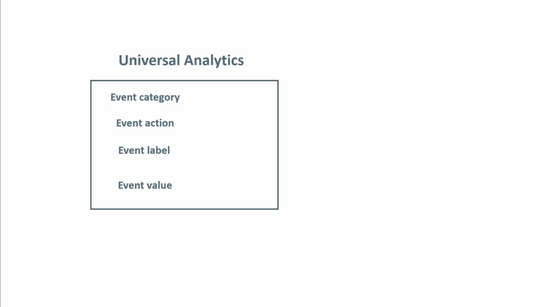In Universal Analytics, event tracking was surrounding 3 dimensions and 1 metric. I am talking about event category, event action, event label, and event value. Category and action are required, while label and value are optional.